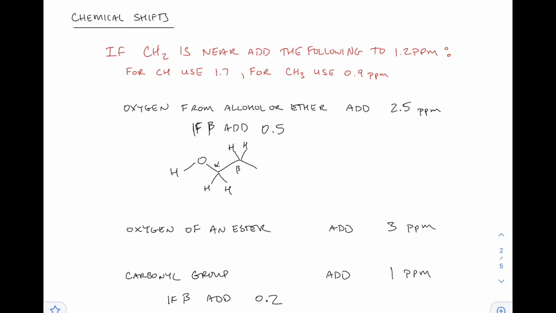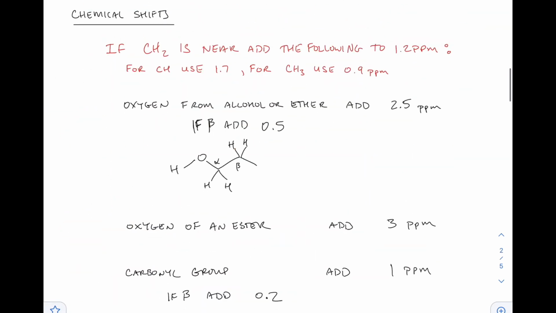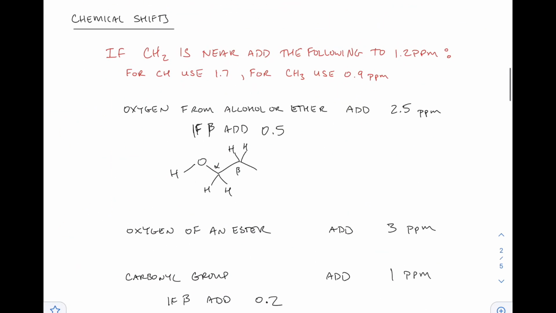Let's see, chemical shifts. Okay, so this was not necessary, honestly. You saw me solve the problem up above without even focusing on the chemical shifts, but it would be nice to have this for some people. They really like to know, okay, why is this at 3.7, right? So if you have a CH2 or CH or CH3, then you can start with your 1.2, 1.7, or 0.9 as a generic starting point.